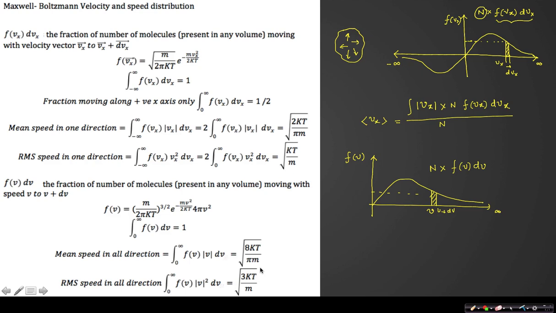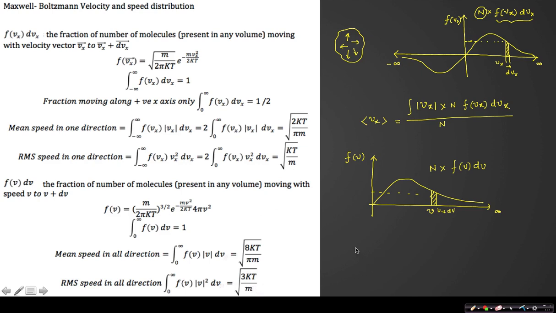It can also be written as root over 3RT by capital M, right? Capital M is the molar mass, or small m is the molecular mass, the mass of one molecule here, right? So you can see a relation between RMS speed in one direction and RMS speed in all directions.